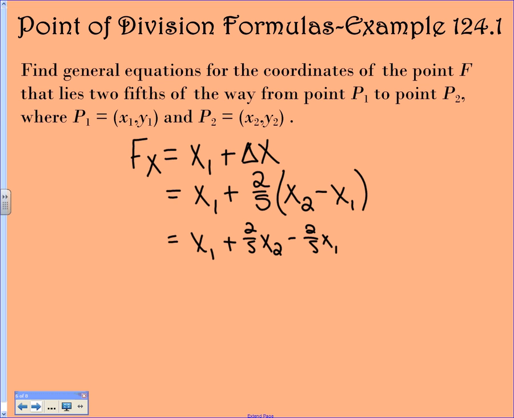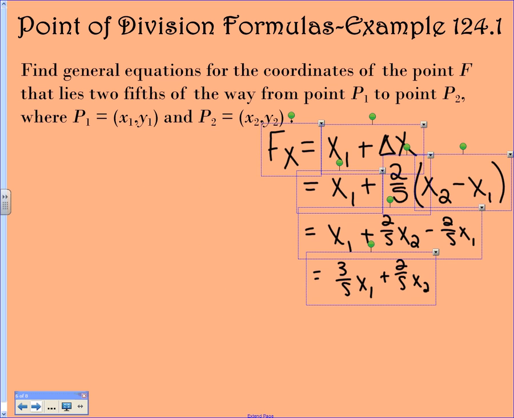And then we have 1 minus 2/5, which is 3/5 x1, and then plus 2/5 x2, and that is your general equation. Does that make sense? Yes? Y'all with me? Okay, so now we want to do the same thing for our y value.